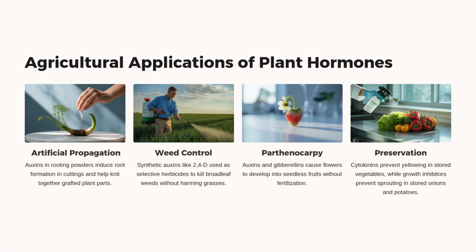Agricultural applications of plant hormones. Artificial propagation. Auxins in rooting powders induce root formation in cuttings and help knit together grafted plant parts. Weed control. Synthetic auxins like 2,4-D are used as selective herbicides to kill broadleaf weeds without harming grasses. Parthenocarpy. Auxins and gibberellins cause flowers to develop into seedless fruits without fertilization. Preservation. Cytokinins prevent yellowing in stored vegetables, while growth inhibitors prevent sprouting in stored onions and potatoes.